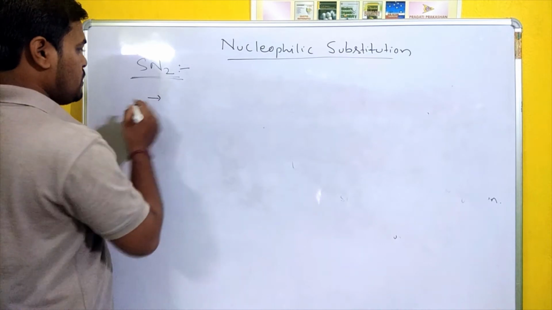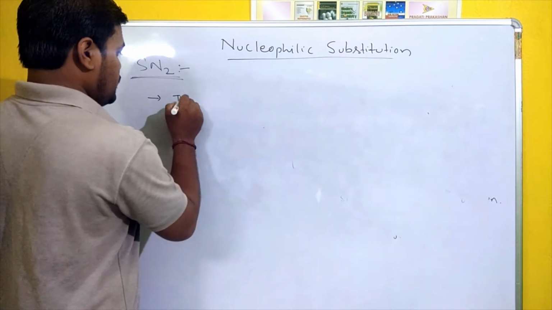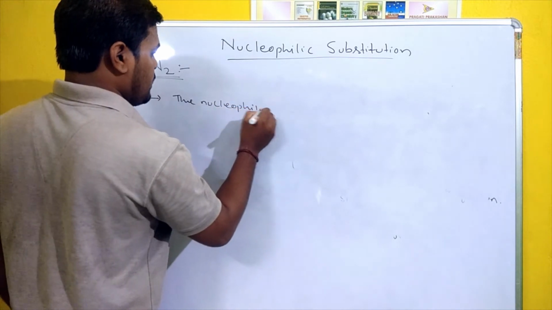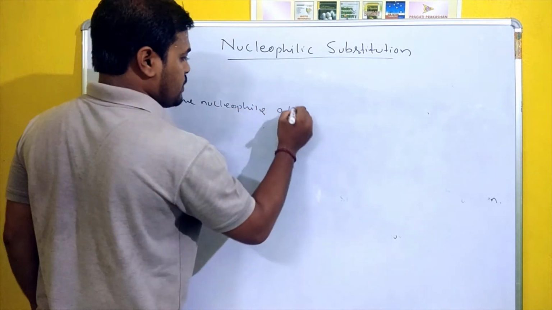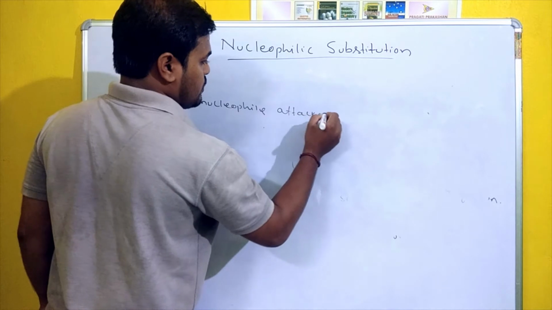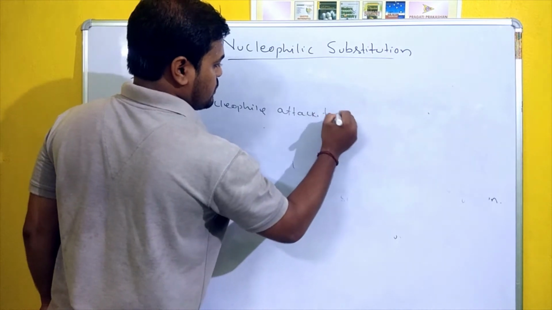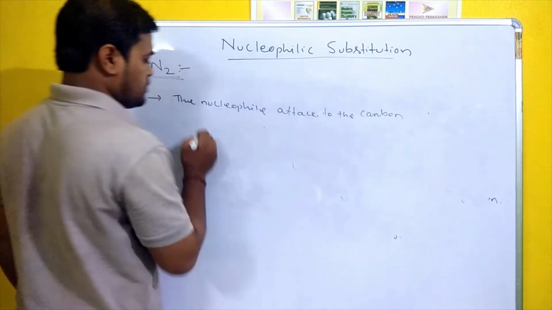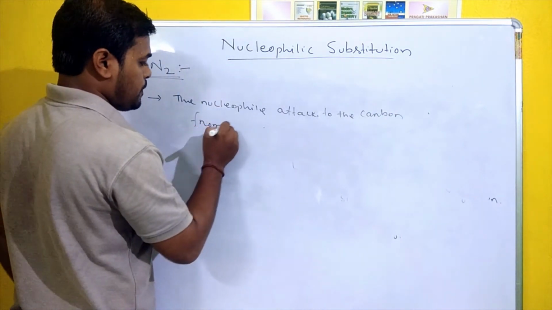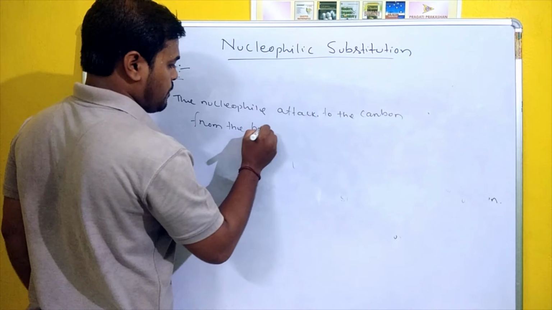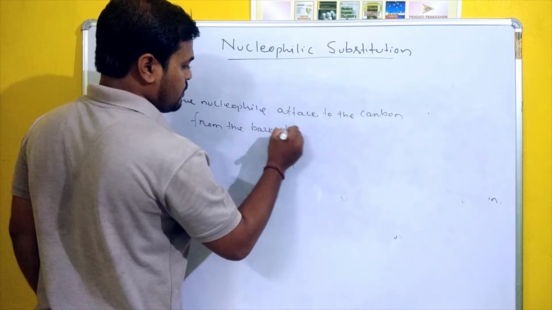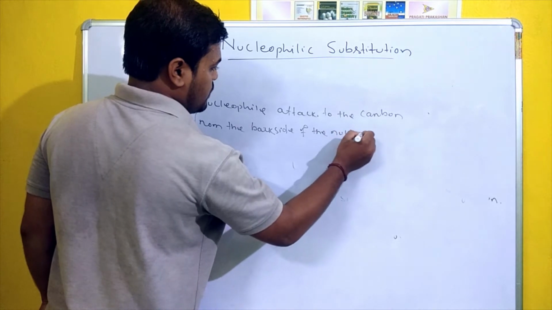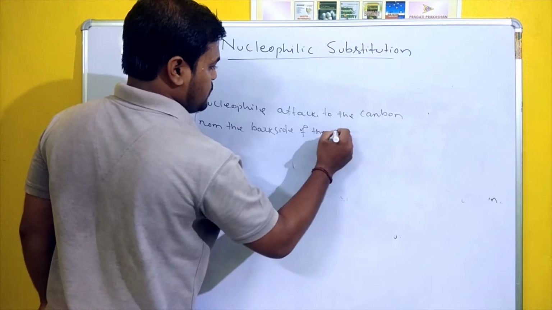First, the nucleophile attacks the carbon from the backside of the leaving group.